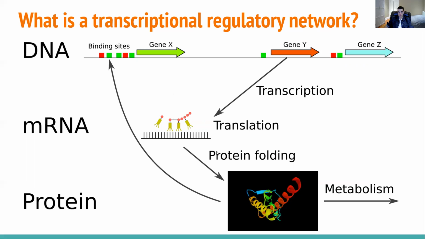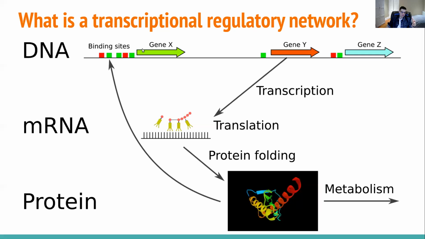The next thing that happens with this long amino acid chain is protein folding. This long amino acid chain folds into the protein. So using the information coded in this gene, we produce the protein. Now, this protein can do two things. One thing is it can go into metabolism here, or alternatively, it can go back and regulate the network.